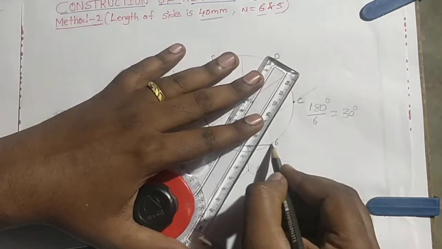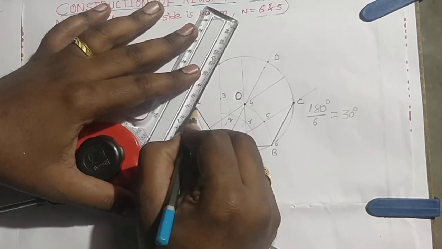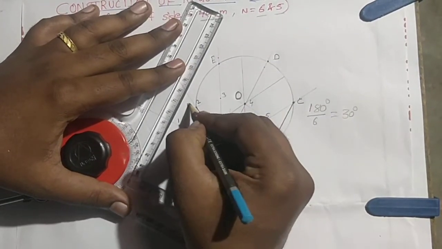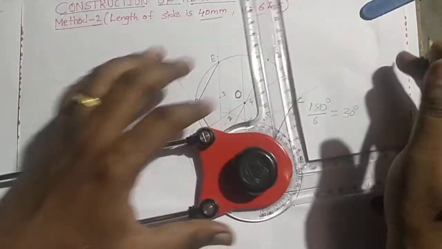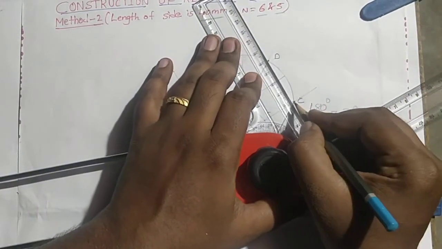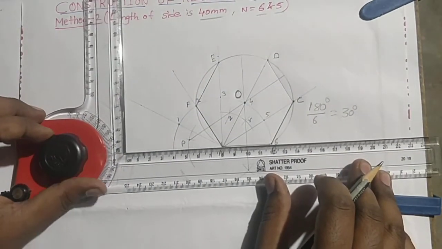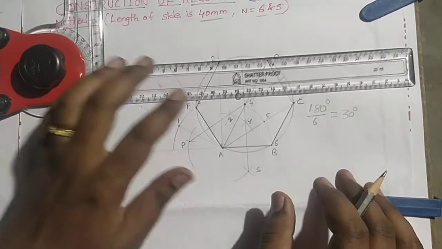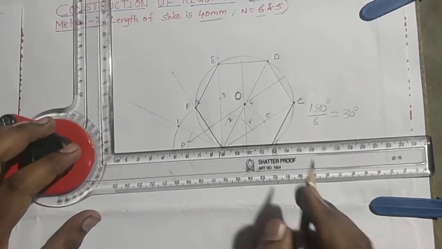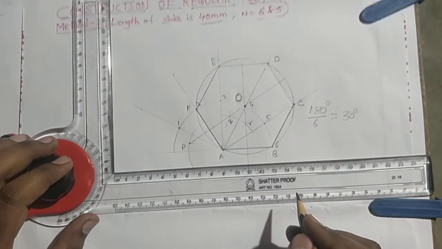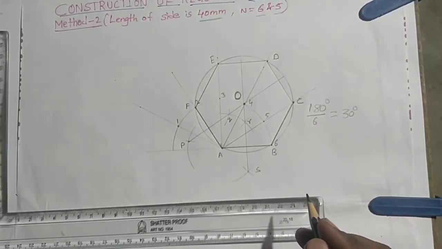Next, B and C. Next, 2 and F. Join E and F. Next, C and D. Finally, E and D. ED and AB are parallel. Before finishing, we need to check this. If not parallel, it means the procedure is mistaken. Like that we need to draw the hexagon by using method 2.